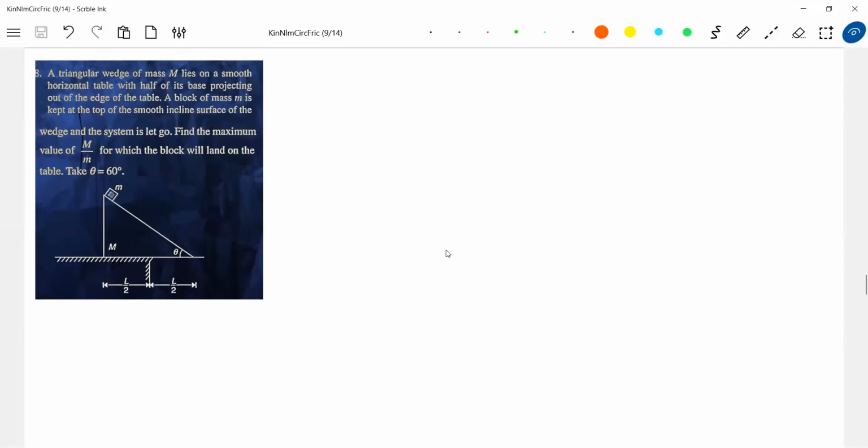If you know the formulas, well and good, straight away. Now we'll do one thing. In the ground frame, shall we do such problems? Because till now we did only with respect to the wedge frame. Let's try this problem in the ground frame. First we'll get the acceleration, then we'll see what we can do.